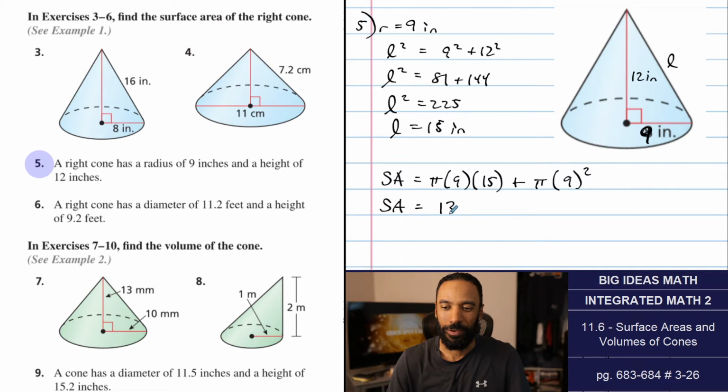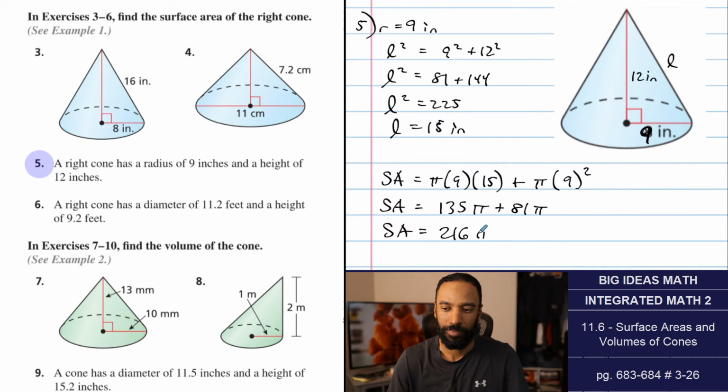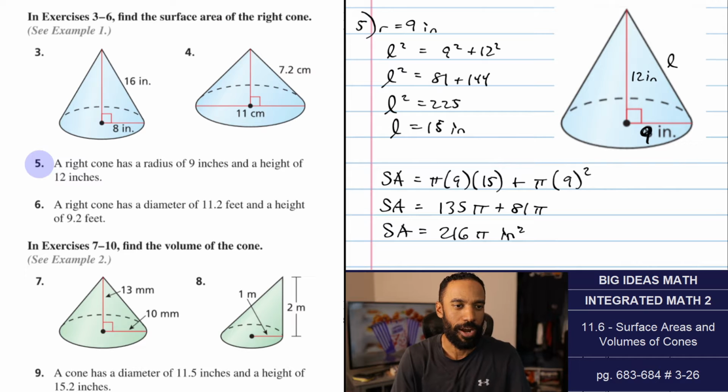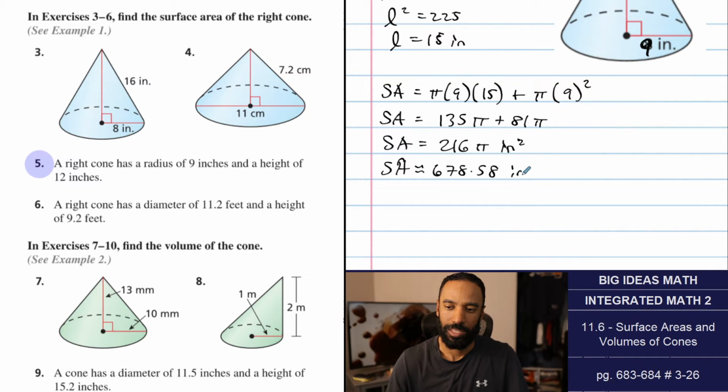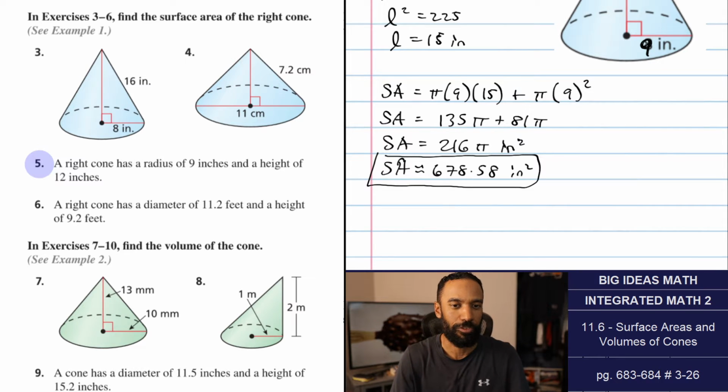Anyway, this is 135 pi plus 81 pi, which is 216 pi square inches. So that is the surface area prior to rounding. So 216 pi, and I'm getting 678.58 square inches. And that's a rounded answer that I'm sure we're all looking for.